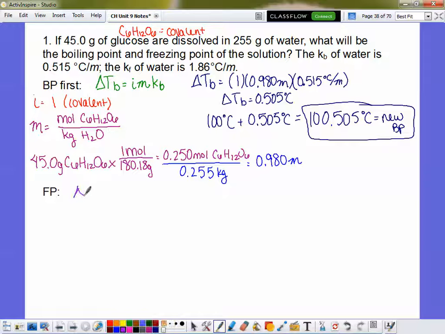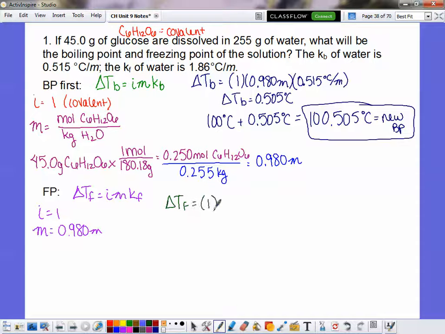So the freezing point formula, delta TF equals i m KF. It's the exact same solution. So i and m are the same because we didn't change our solute. It's still a covalent compound. And m we just calculated to be 0.980. The only thing that's different is the K value because it's talking about the freezing point versus the boiling point. And KF is 1.86.